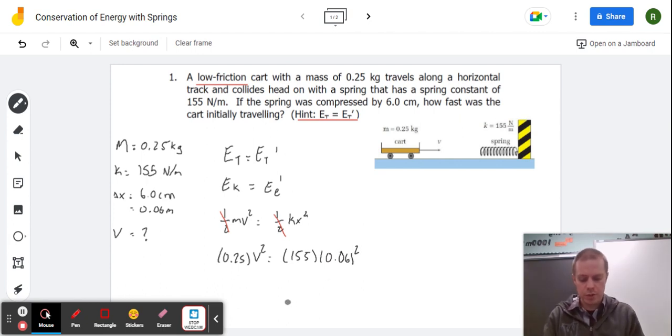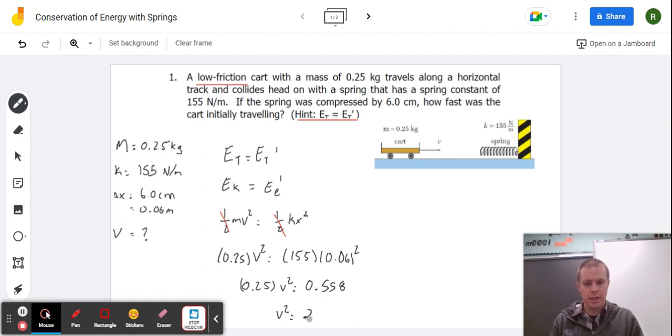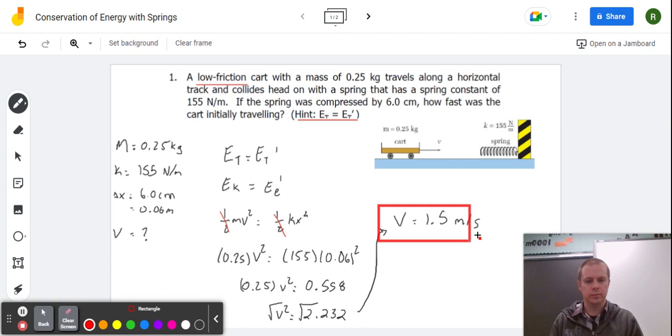Okay, so now we just fill in our numbers, and we are just going to be solving for v² to see what we get. So we expand these, we get 0.558. We divide by 0.25 to get 2.232. We take the square root, and we get that our final answer is approximately 1.5 meters per second.